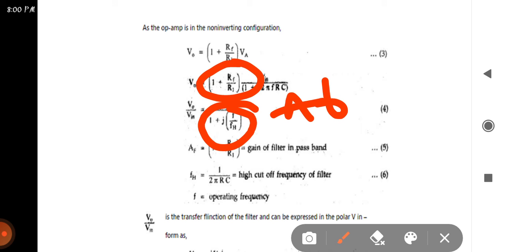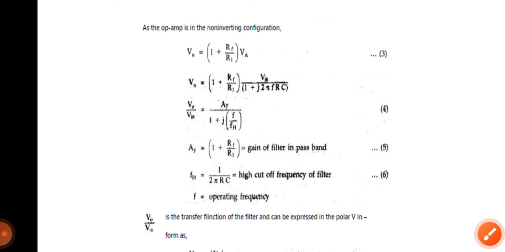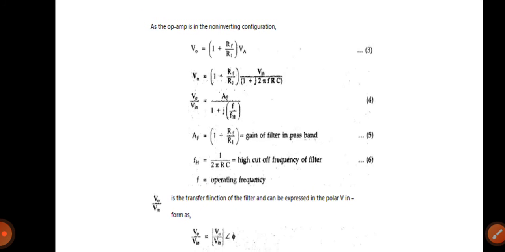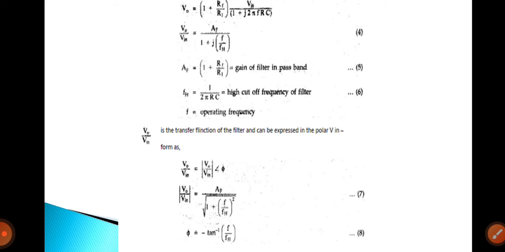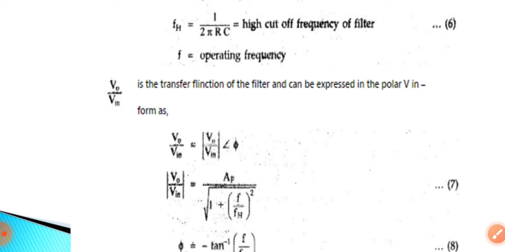V naught by Vin is the transfer function of the filter and can be expressed in polar form. V naught by Vin equals 1 divided by root of 1 plus f by fH whole square. How have they taken that? Take the modulus, put these values in this equation, take the square root, and obviously the equation becomes the square.